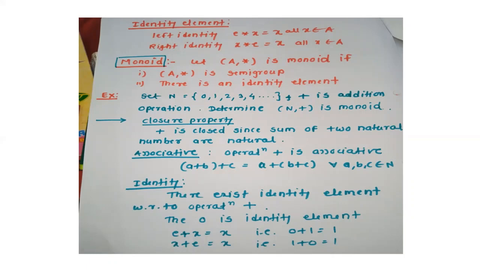Right. So we know the plus operation: the sum of two natural numbers is always a natural number. So this satisfies your closure property. Associative property: we already know the plus operation is associative, right? So (a plus b) plus c is a plus (b plus c), for all a, b, c belonging to the natural numbers. Identity element: 0 is the identity element present in N, right? 0 plus 1 is 1, 1 plus 0 is 1. So there exists an identity element. Okay, so we stop here.